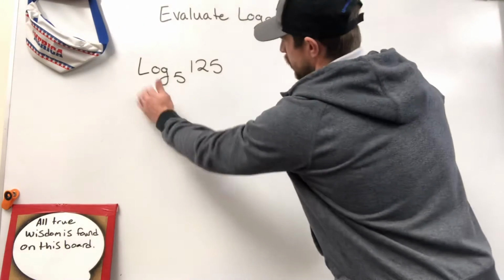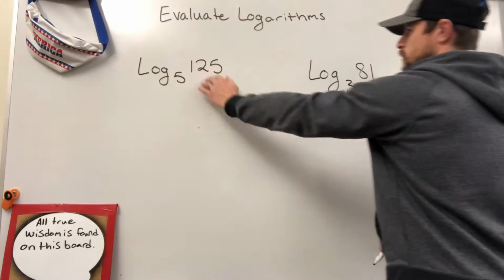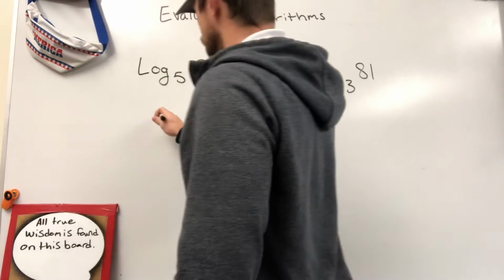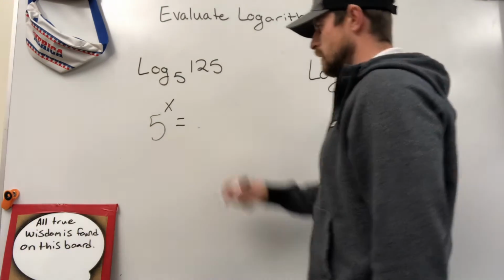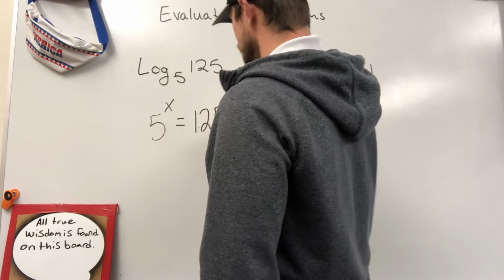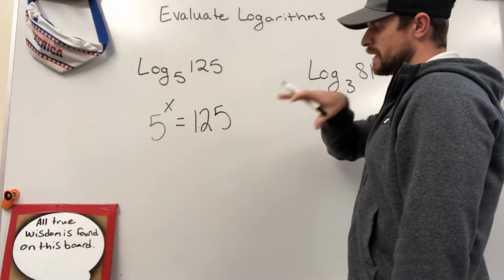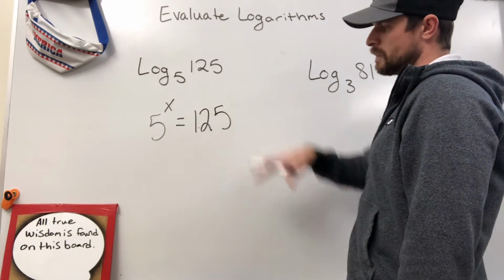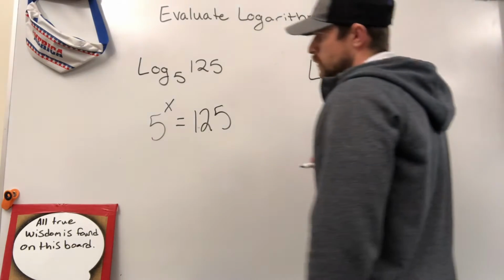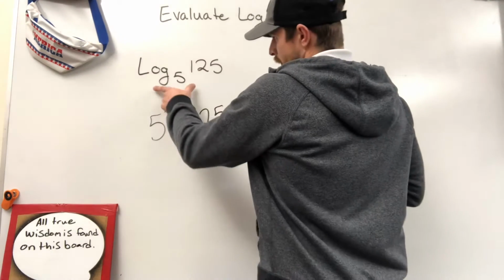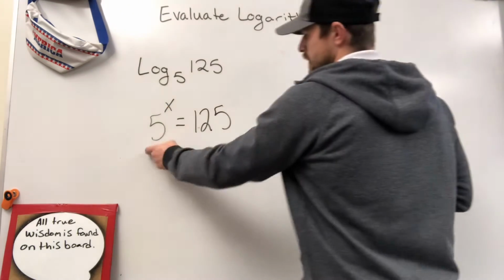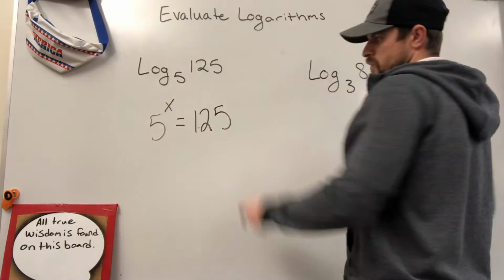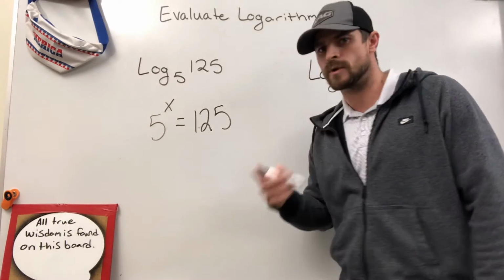Evaluate a log. Log base 5 of 125. Basically all this means is base 5 to the power of something equals 125. So I'm taking it from log form and writing it in exponential form, which would be written out like this. So what we're saying is, if we're going to evaluate this, we need to figure out what is x. 5 to the power of what makes 125? Writing it out in exponential form typically helps.